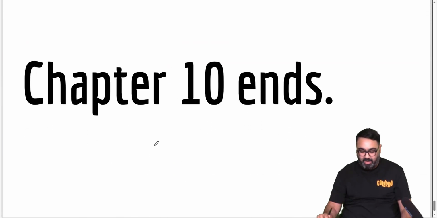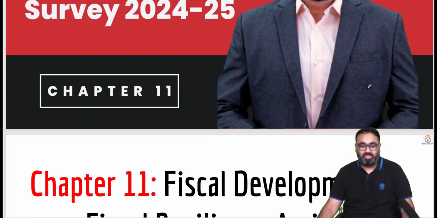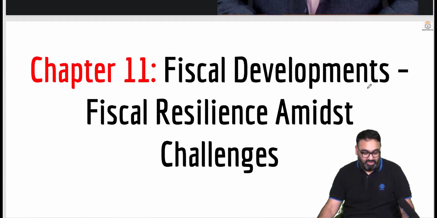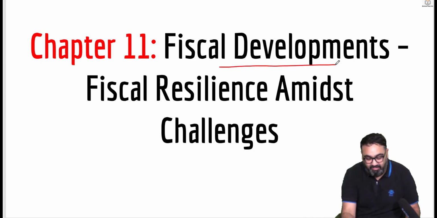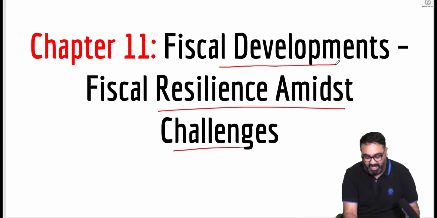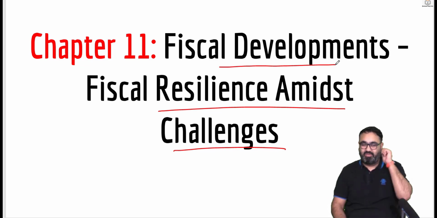This was chapter number 10. We have 3 more to go. So chapter number 10, or rather 11, chapter 11, is titled Fiscal Developments, Fiscal Resilience Amidst Challenges. So what exactly is the theme of this chapter?